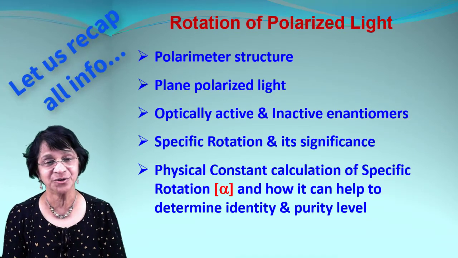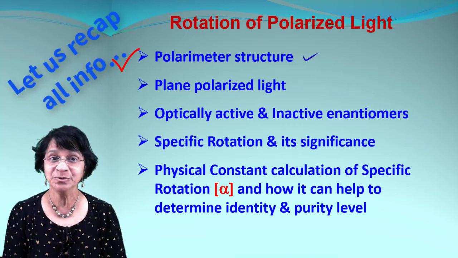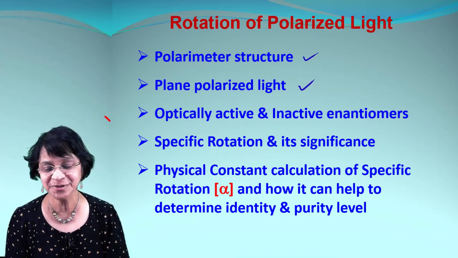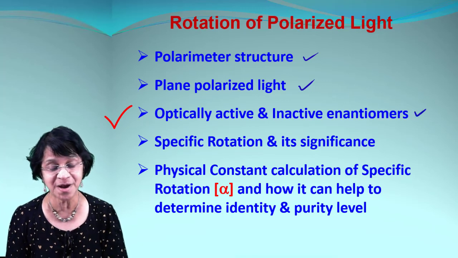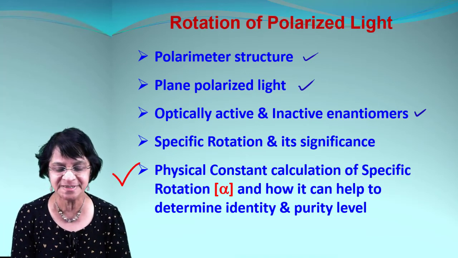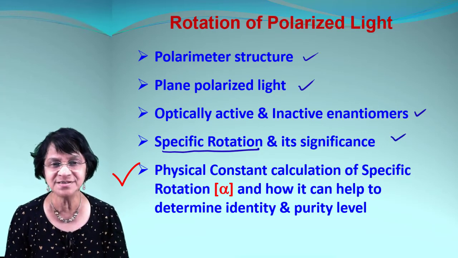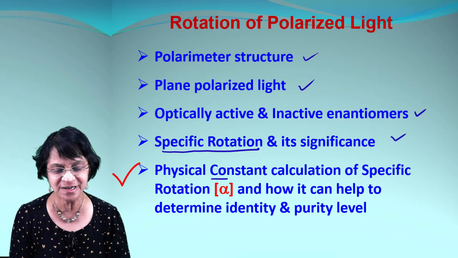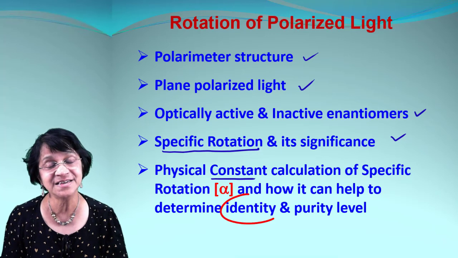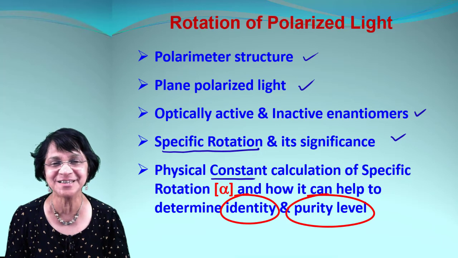So what did you learn in this video? You learned a little bit about the structure of polarimeter. You also figured out what is plane polarized light, how it differs for optically active and inactive compounds, whether the plane is rotated or not rotated. We also found out about specific rotation, how to calculate that using the formula, what is its significance, and also we found that this is a physical constant and how it can help us to determine the identity and also the purity level of a chiral compound that we synthesize.